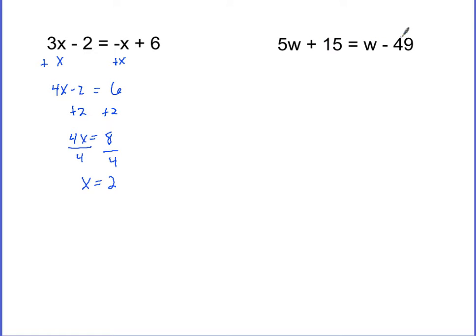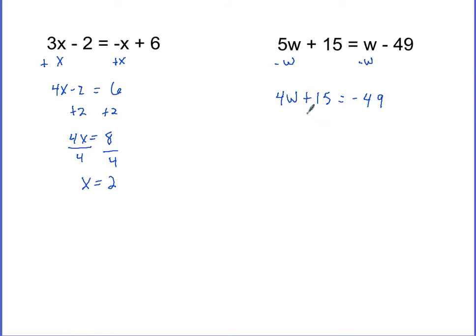All right. Next equation, same thing here. I have a choice of what I could do. I could either subtract 5w or I could subtract 1w. Subtracting 5w would make this term negative over here, which I don't care for, so I'm going to choose to subtract w. 5w minus w would be 4w plus 15 equals negative 49. Oops, that's not a 9. Negative 49.